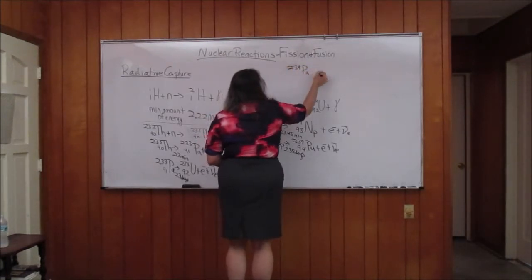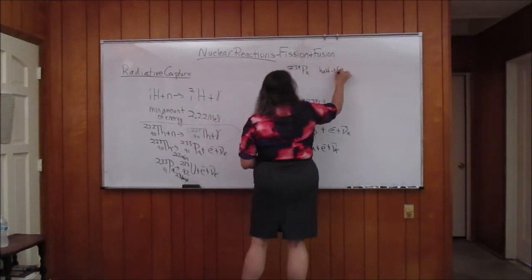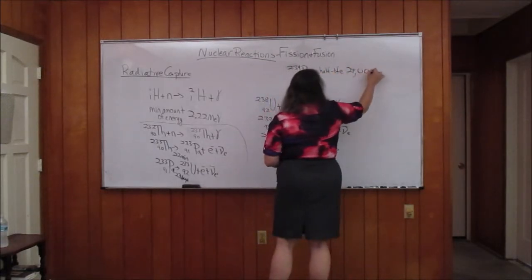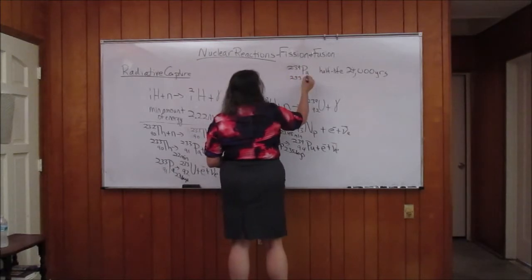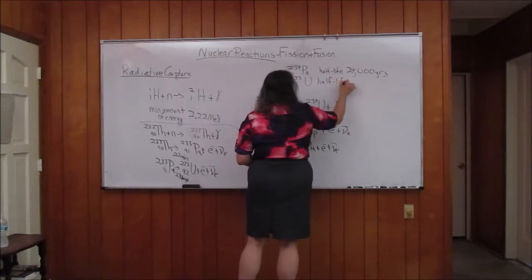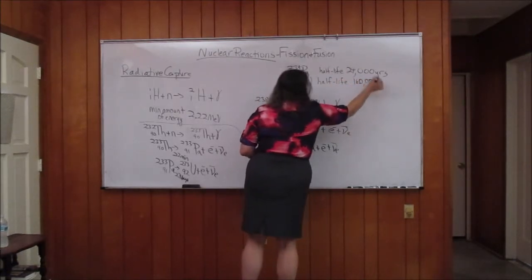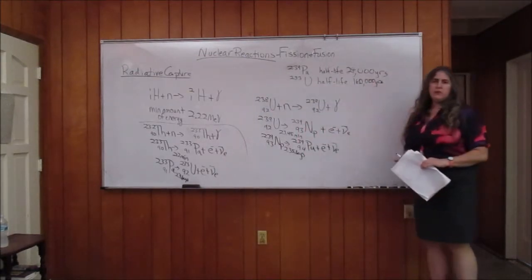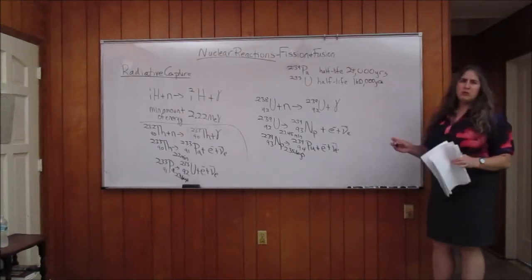plutonium-239 has a half-life of about 24,000 years. And uranium-233 has a half-life of 160,000 years, roughly, give or take a millennium or two. And both of these are fissile materials and can be used for some interesting purposes, shall we say.